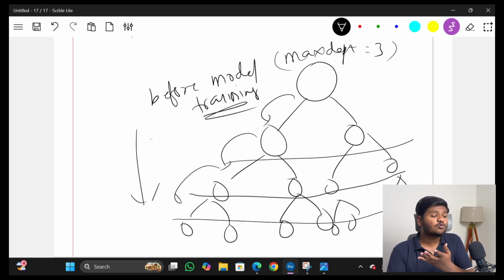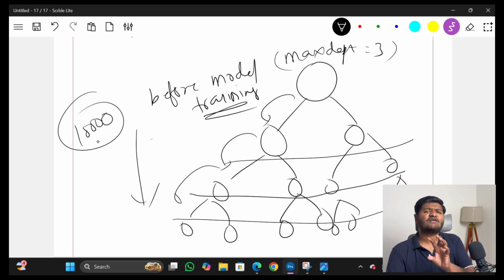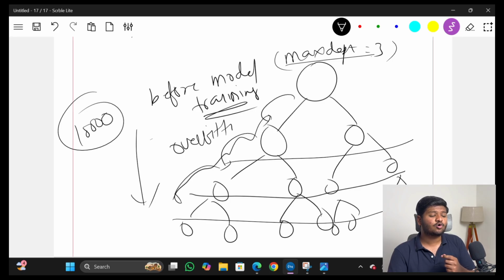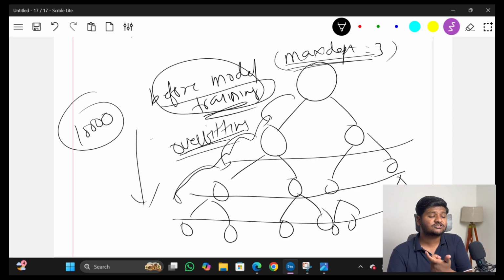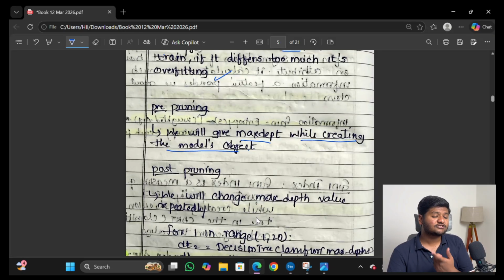What if you have thousands of categories at the time? What will you do? So you need to have a max depth. Always remember to give the max depth. Else what will happen? It will memorize the data and it will lead to overfitting. This concept of max depth, which we give before the model training, is known as pre-pruning.